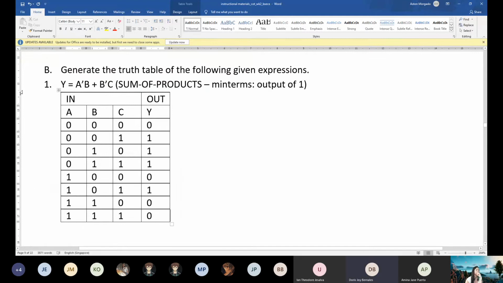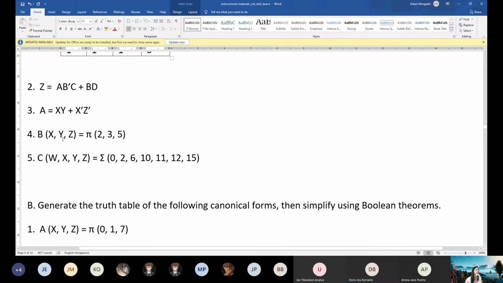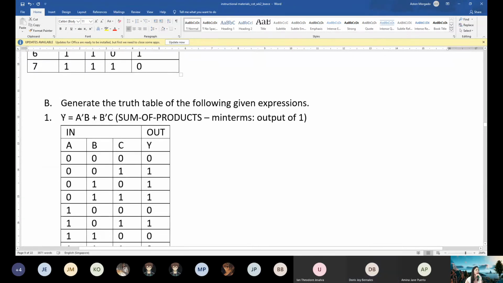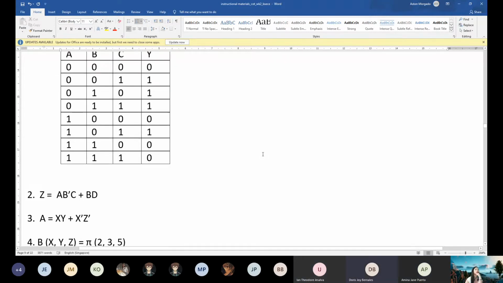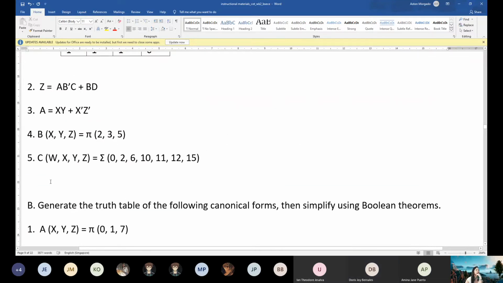Okay, so this is now the truth table for number 1. How about number 5? So again, what do you call this equation? Standard or canonical? What is this number 1? Okay, so this is a standard form. Okay, so let's take a look at number 5. What form of formula is number 5? Standard or canonical? Okay, canonical form.